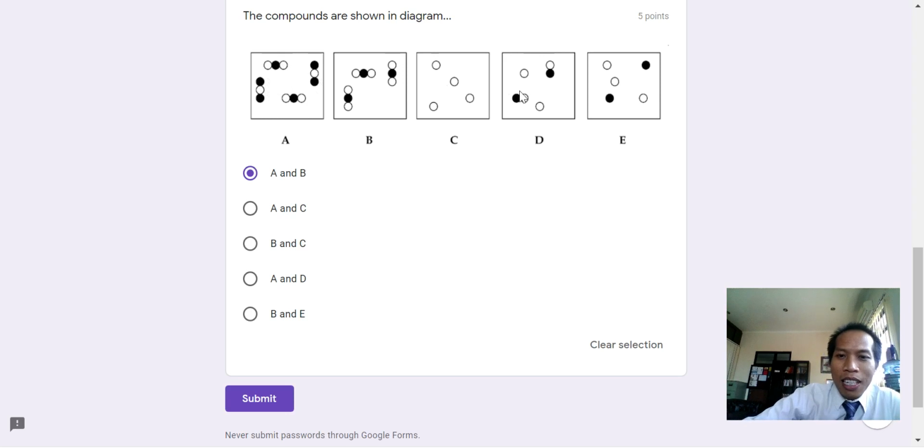C is an atom. D and E are also mixtures. But the only choice which is a compound is choice B. So there is no answer for this question.